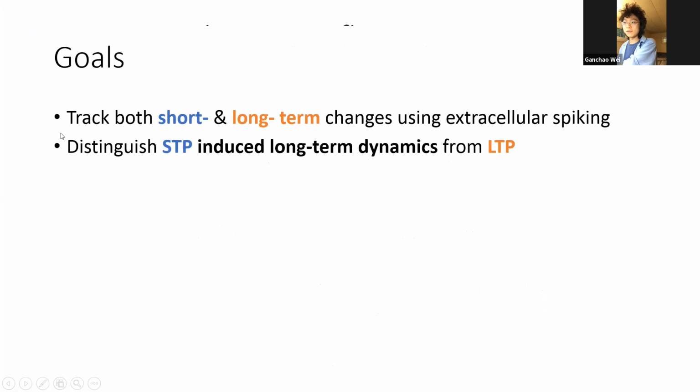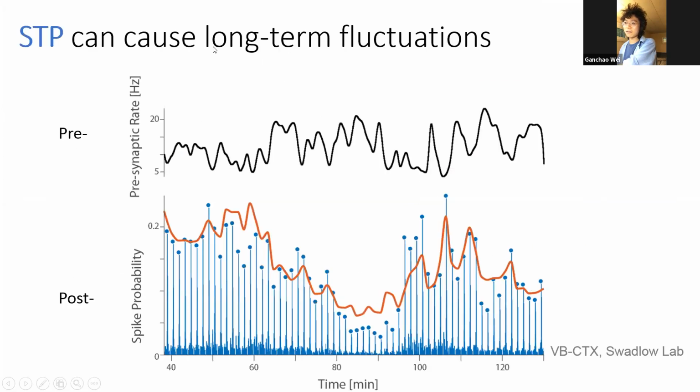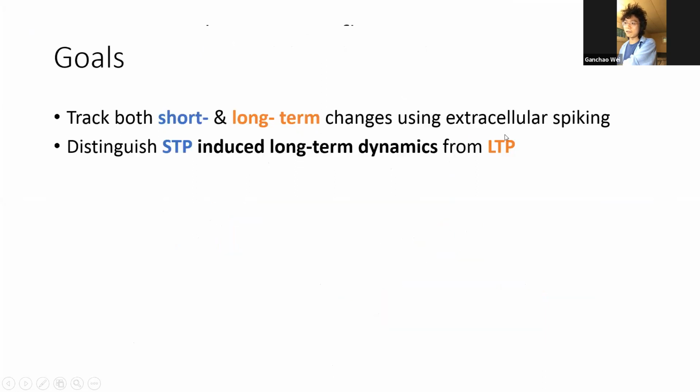So basically, our goal is to use the spiking activities or spiking data to track both short-term changes and long-term changes. Also, as I mentioned, we want to distinguish this kind of long-term dynamics from the LTP.